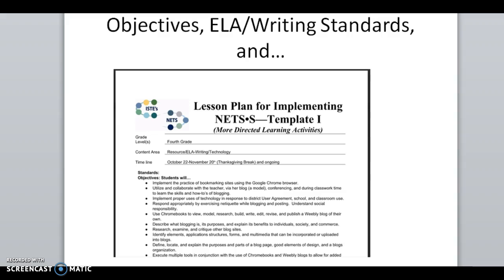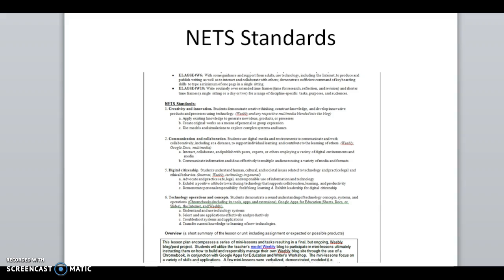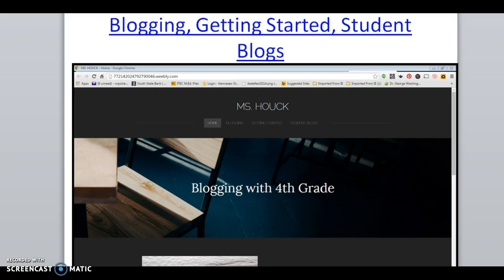Ms. Harrell and I sat down and came up with some objectives as well as a focus on writing standards. I was all about incorporating the NET standards into the lesson as much as possible. To teach blogging, I thought it would be best if I chose to create a model blog myself. I could use the blog to communicate with the students, have the students communicate back with me, and use it to demonstrate Weebly skills and tools.